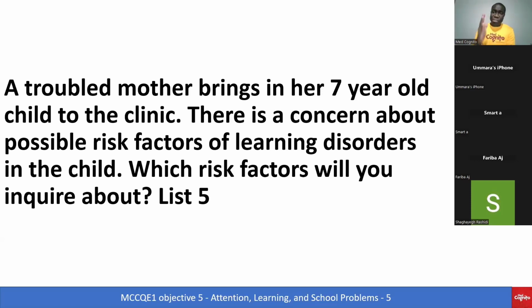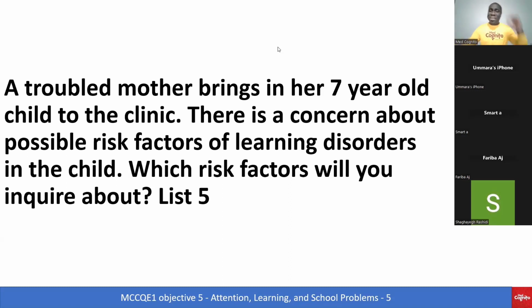What are the risk factors for learning disorders in children? It could be low socioeconomic status. It could be hearing. It could be visual. Beautiful. It could be another child that has similar things in the house. It could be nutritional factors. Maybe he's not getting enough. So yeah, hearing, vision. Beautiful. Visual problems, speech problems, family history of learning disability, hearing.